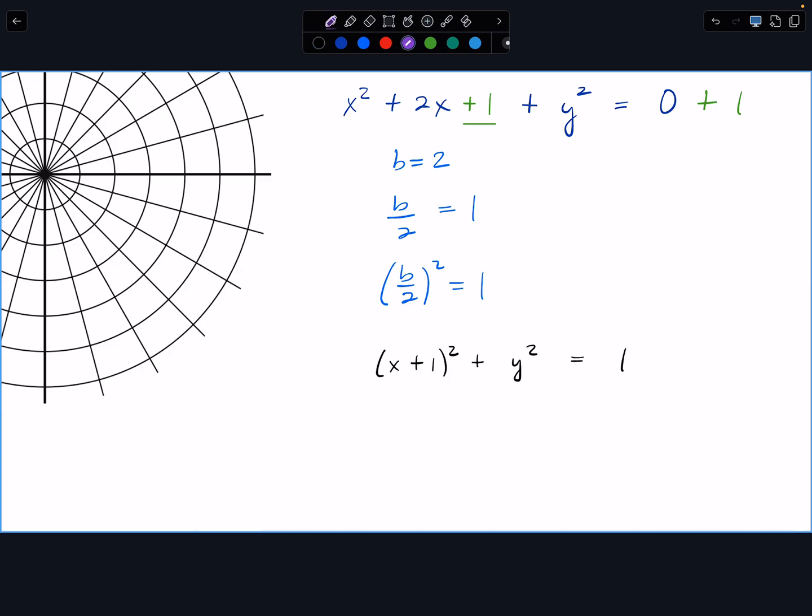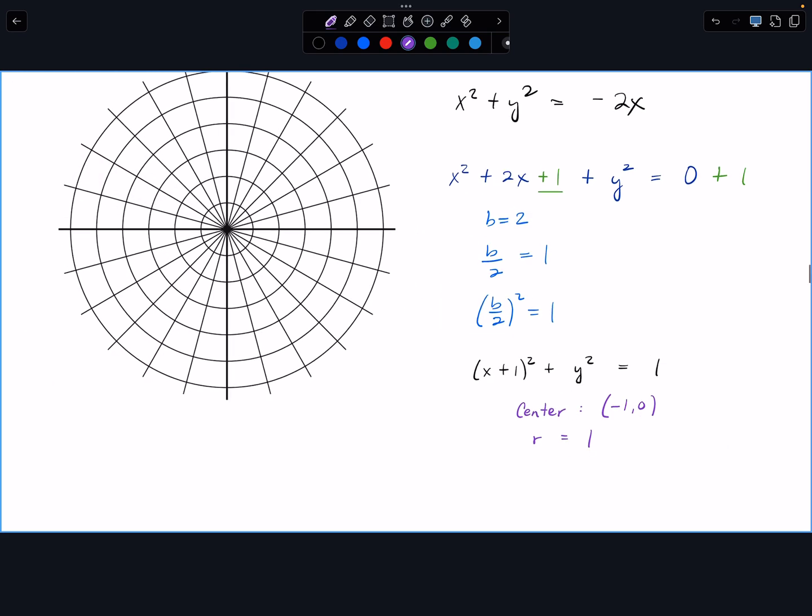Okay, so what's my center? Say again. -1 comma 0. And what's my radius? 1. Good. So we know this is a circle. It's my equation. This is a circle.